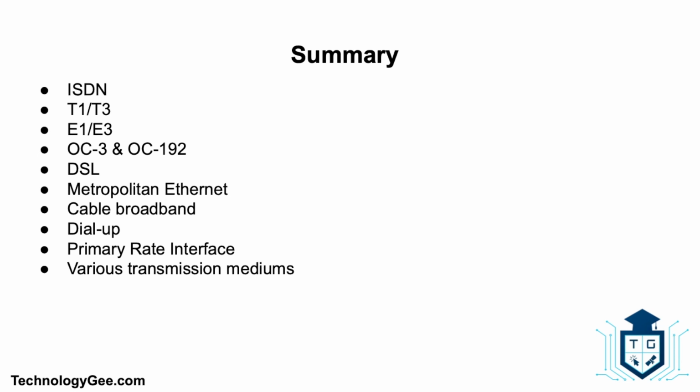And in summary, we have talked about all of this wonderful stuff pertaining to wide area network services such as ISDN, T1, T3 circuits, E1, E3 circuits, OC3 and OC192 circuits, DSL, Metro Ethernet, cable broadband, dial-up, PRI, and I told you exactly where you can go to find out more information about various transmission mediums pertaining to wide area network services.